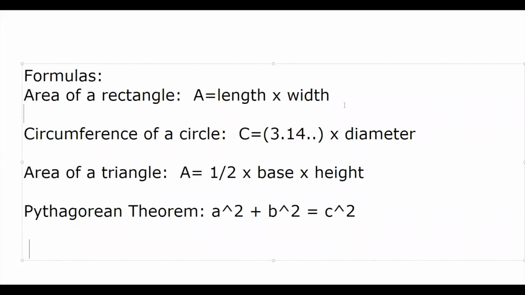Okay, so the formulas that you're going to need are the area of a rectangle, which is length times width, the circumference of a circle, which is pi times diameter, but for this I'm just going to be using 3.14. And then you're going to need the area of a triangle, which is area equals 1/2 base times height. And you're also going to be needing the Pythagorean Theorem, which is a squared plus b squared equals c squared. I know it's a little weird on the screen, but on the classwork sheet it's perfectly fine. Okay, let's get into the problem.